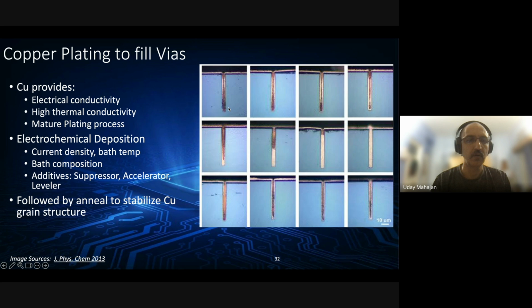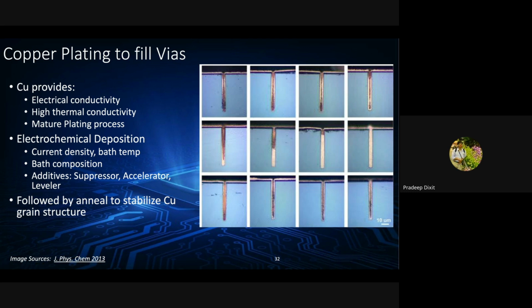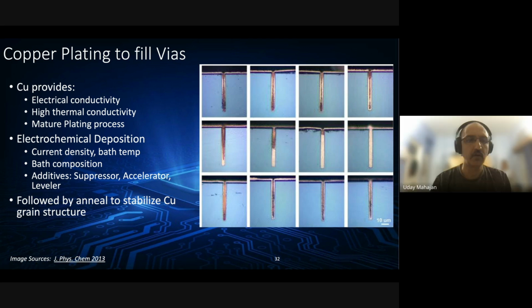Because if the plating on the side wall, at this corner especially, becomes too thick, it can physically block the influx of reactants and block the plating inside the via itself.